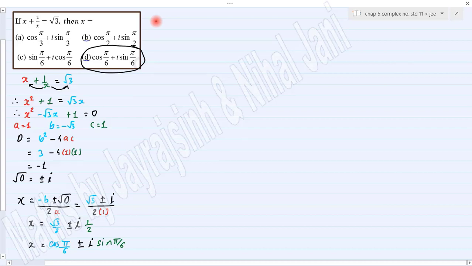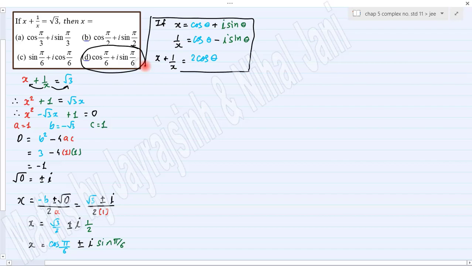Now, in shortcut method, we have to consider one standard result, in which if your x is cos theta plus i sin theta, then your 1 by x must be 1 by cos theta plus i sin theta, which we know as cos theta minus i sin theta. So we can say x plus 1 by x will be 2 times cos theta. So let's use this case to solve our question.